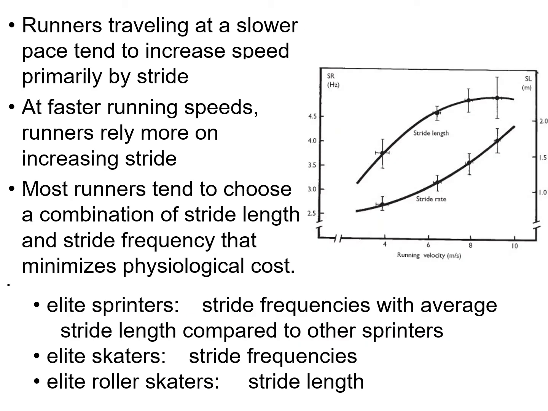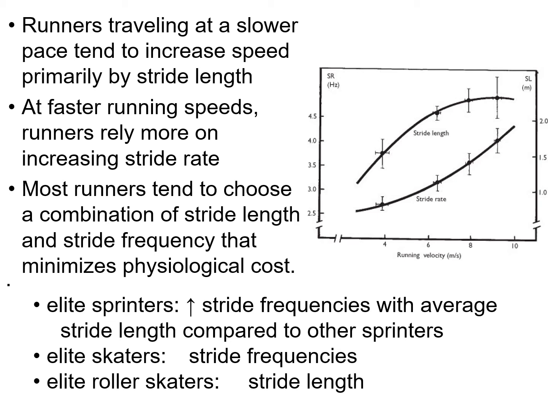When we look at runners traveling at a slower pace, they tend to increase their speed by stride length, but at faster running speeds, runners rely more on increasing stride rate or stride frequency. So most runners tend to choose a combination of stride length and stride frequency to minimize the physiological cost and increase efficiency.